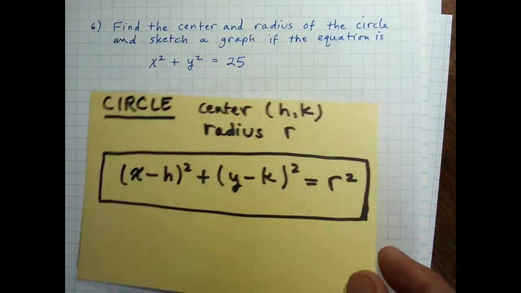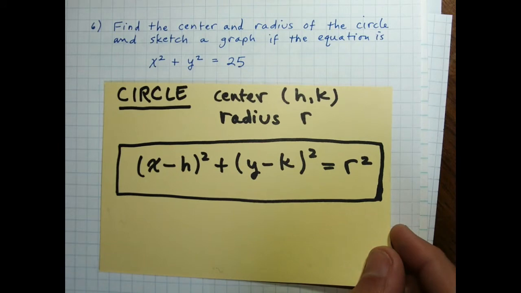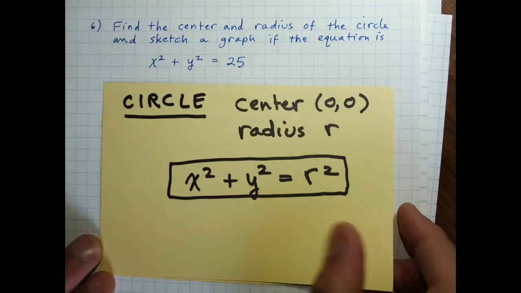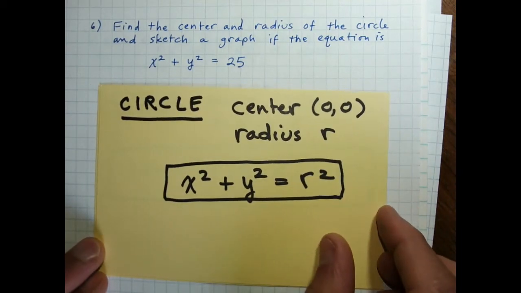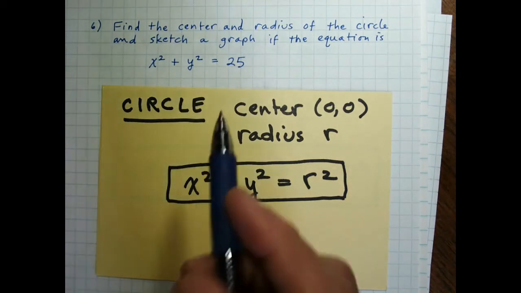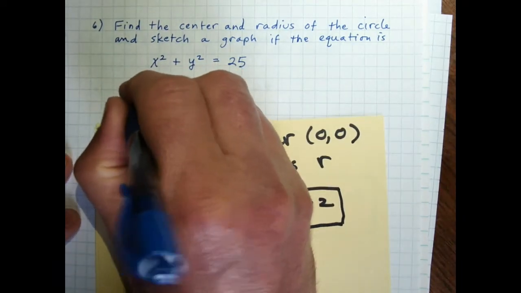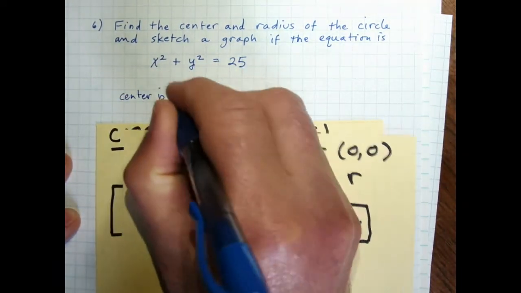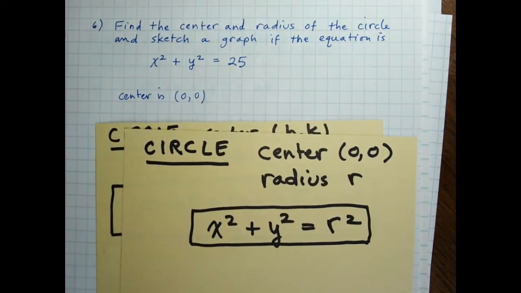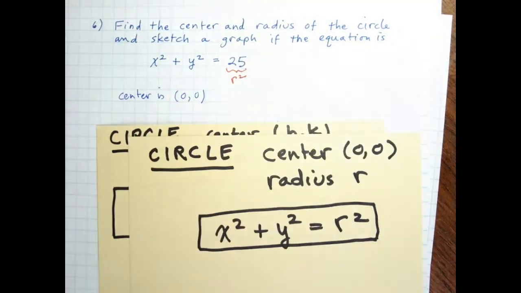Now, we know the general form of the equation of a circle is this (x minus h)² plus (y minus k)² equals r² thing. But in the special case where the center is 0, 0, the equation is much simpler, right? So it's okay to just observe right off the bat that this is the special case where the center is the origin, 0, 0. And remember that constant on the right now, that's not r, that's r squared.